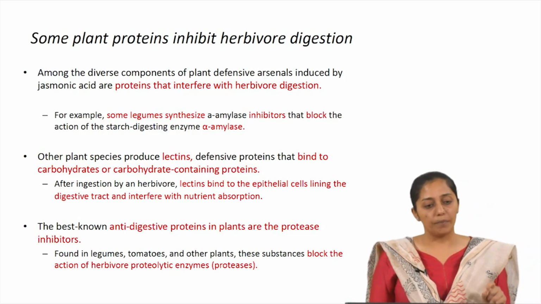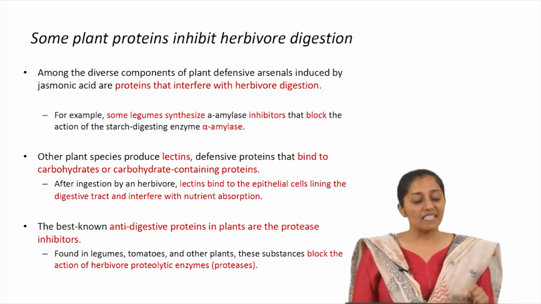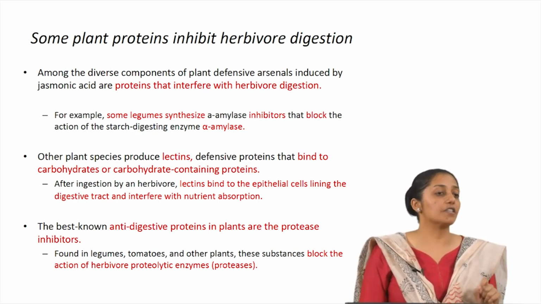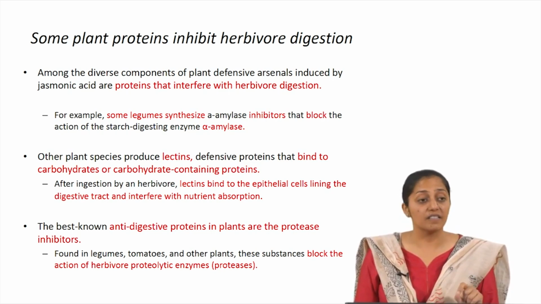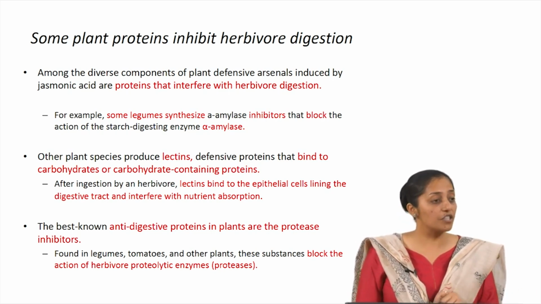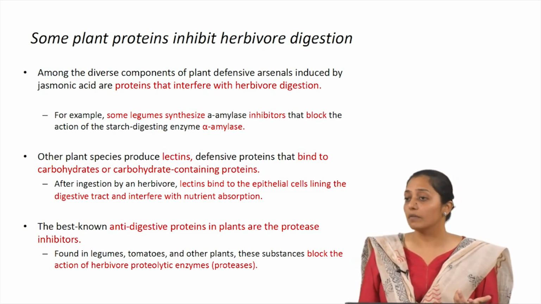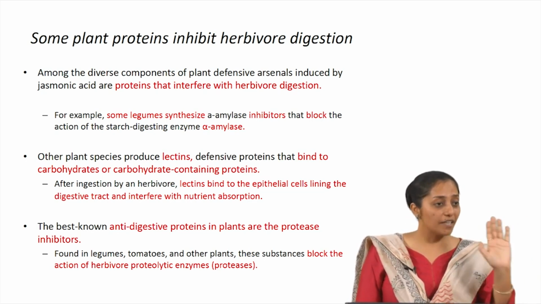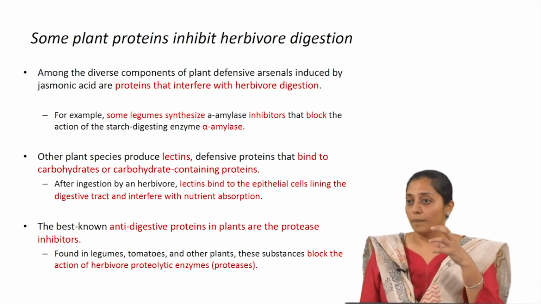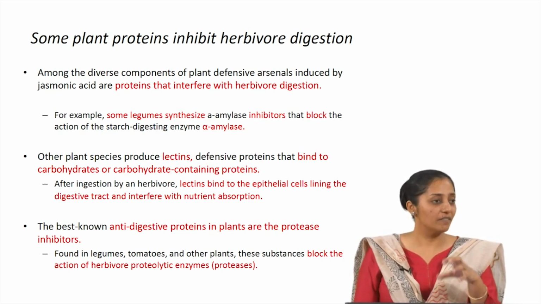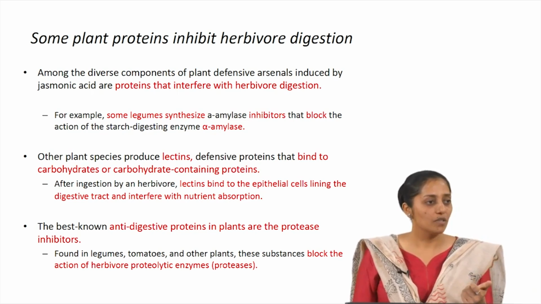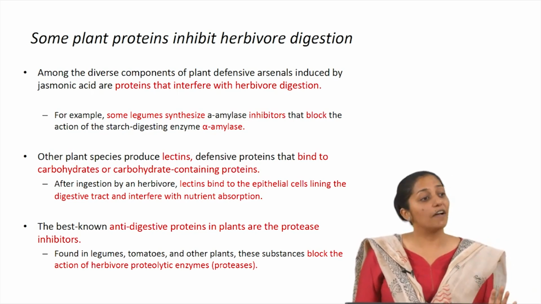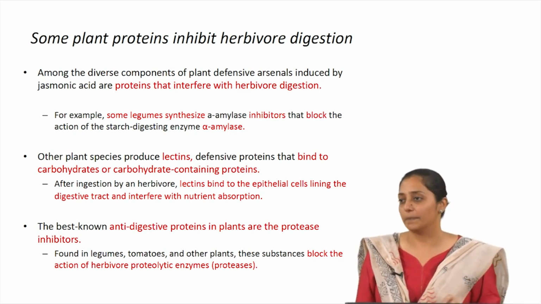Now among the diverse components of plant defensive arsenals, proteins that interfere with the herbivore digestions are also induced by jasmonic acid. Like for example, legumes synthesize alpha amylase inhibitors. Now this blocks the action of alpha amylase. Alpha amylase will be for starch. So obviously it would like to block, and those which are pathogens to this kind of plant where the starch is stored would certainly have alpha amylase to utilize that as carbon source. So therefore they will produce alpha amylase inhibitors so as to deter the feeding.